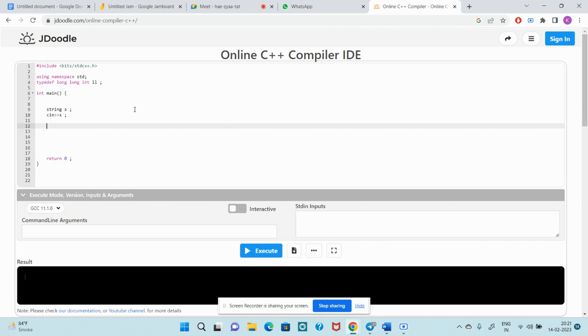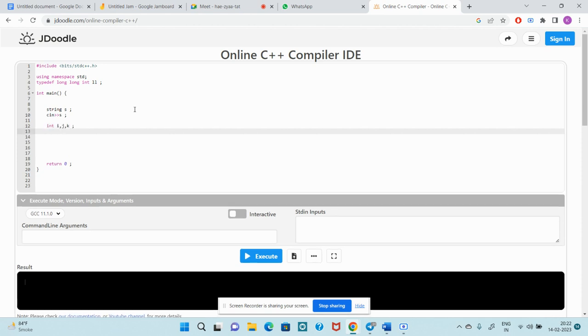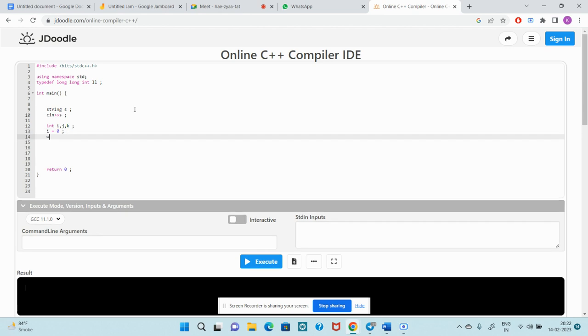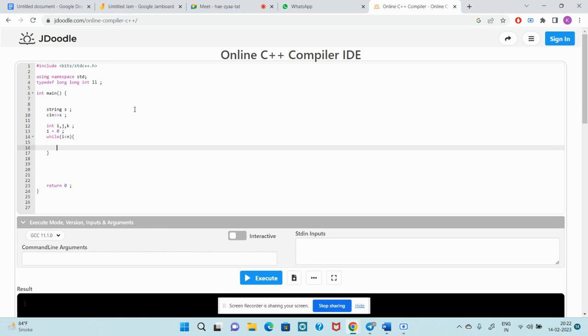palindrome or not. So I will take three variables i, j, k. int i, j, k. Then i equal to 0. Be it Java, be it C++, this is the only way you declare the variables and write the loops. So while i less than n, where n is nothing but the string size. So n is nothing but s.size().